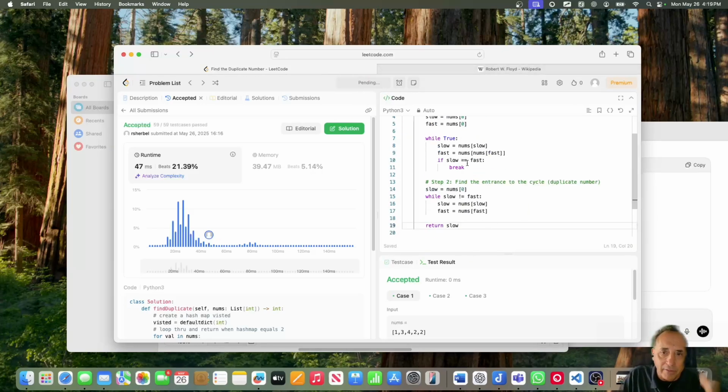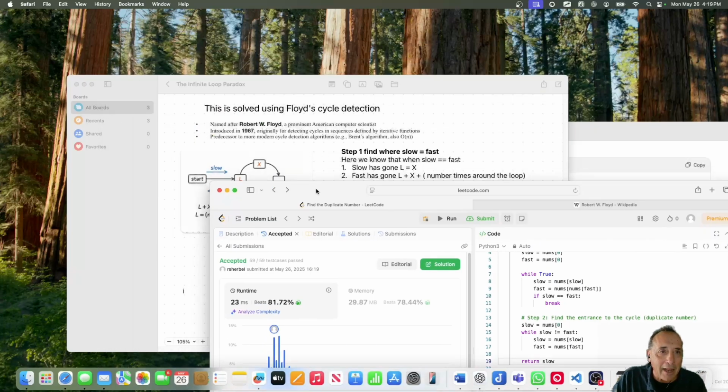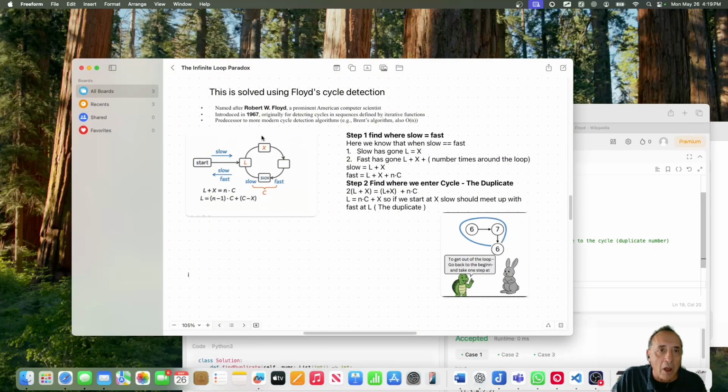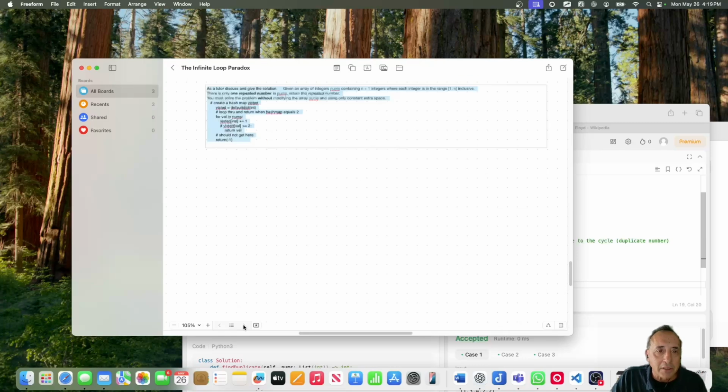And now we're going to submit this in. And lo and behold, we're up at 81.72%, which is really great. And this is actually the preferred way when you're interviewing to solve this problem.